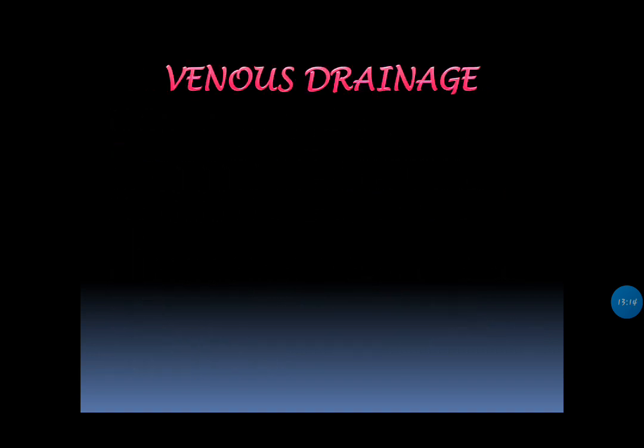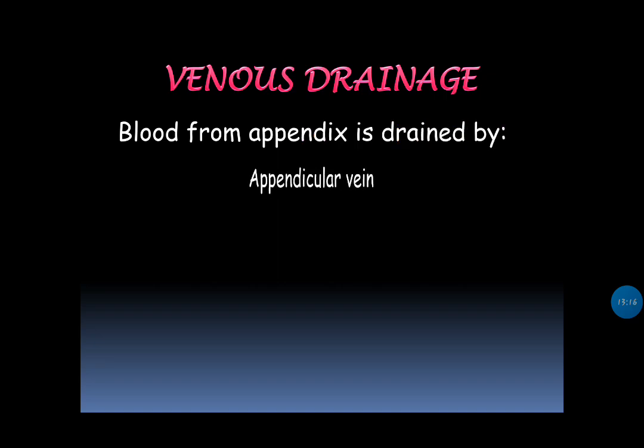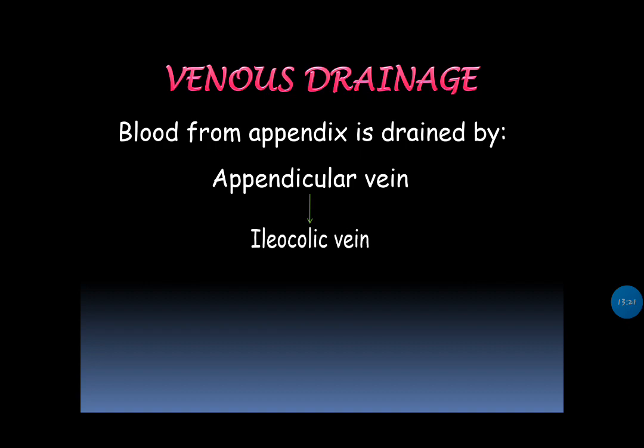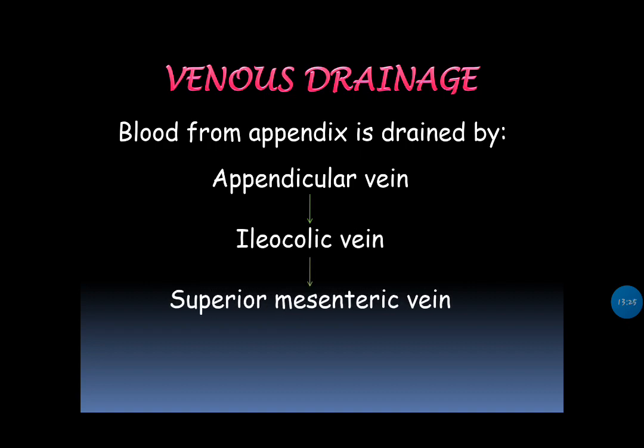Next is the venous drainage. The blood from the appendix is drained by the appendicular vein and it drains into the ileocolic vein, and then it drains into the superior mesenteric vein, and finally the blood is drained into the portal vein. So this is the venous drainage.